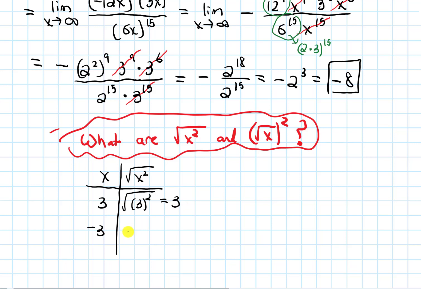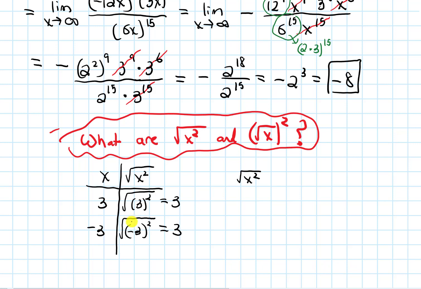Okay, when I plug negative 3 in, I get negative 3 squared, and I square root that. Order of operations, I have to work inside out. Negative 3 squared is positive 9, and then I square root that, and that's 3. So because of that, the square root of x squared cannot just be equal to x, because if it was, whatever I was plugging into it, I would always get the same thing out.